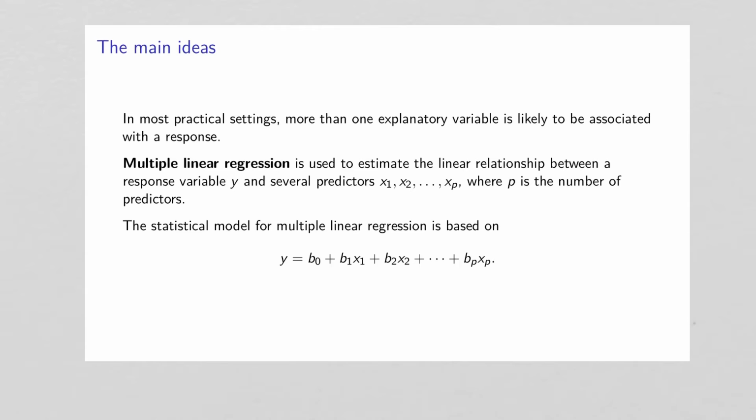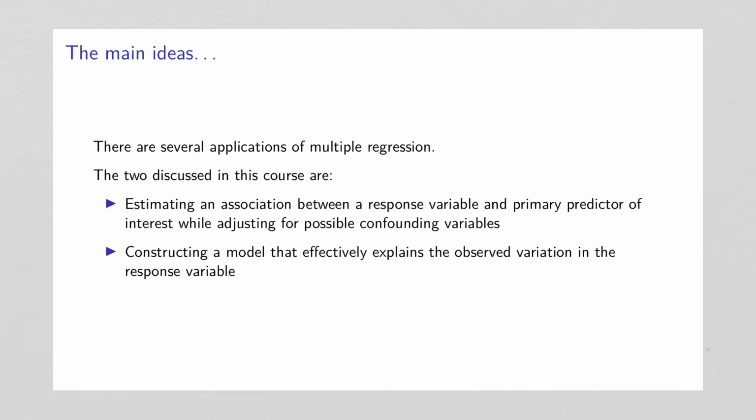In most practical settings, more than one explanatory variable is likely to be associated with a response. Multiple linear regression is used to estimate the linear relationships between a response variable y and several predictors. You remember that line formula I gave you last time? Here you have your first predictor, your second predictor, all the way to your nth predictor, and your intercept. If all the predictors are equal to 0, then y will be equal to your intercept. Same thing, it's the same line.